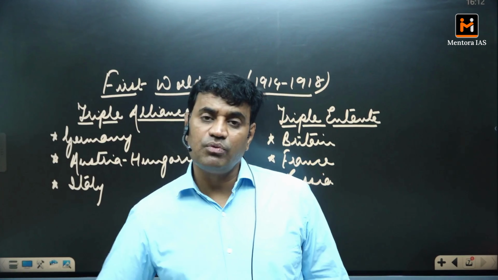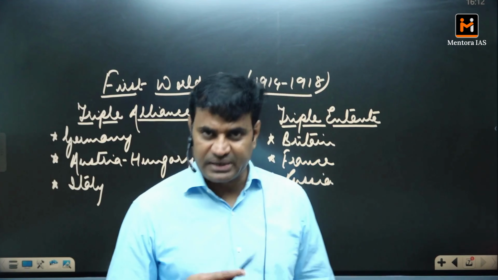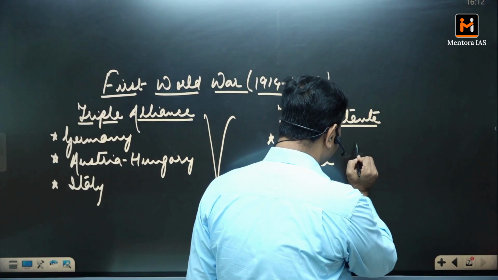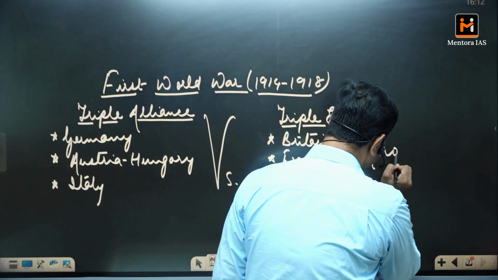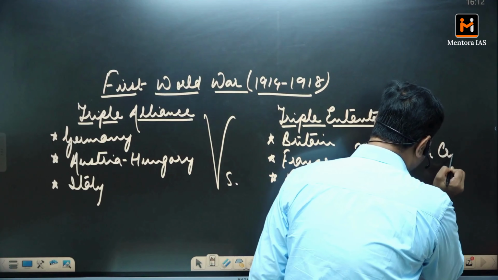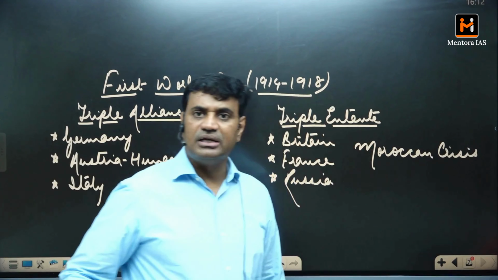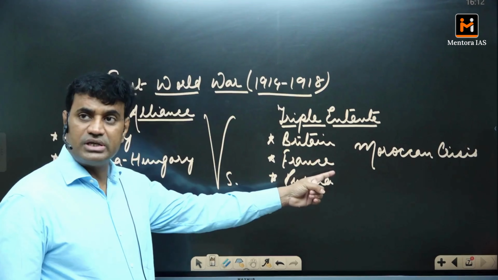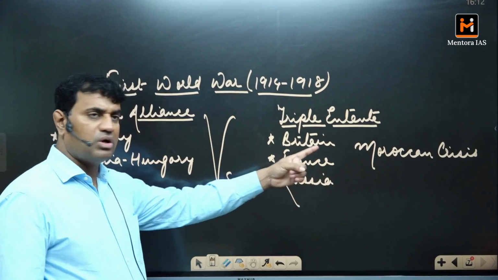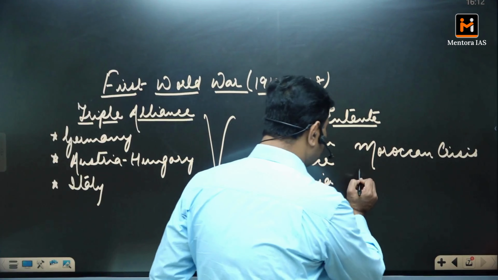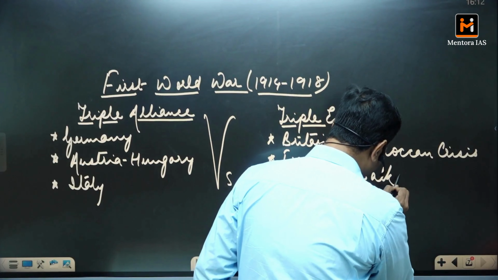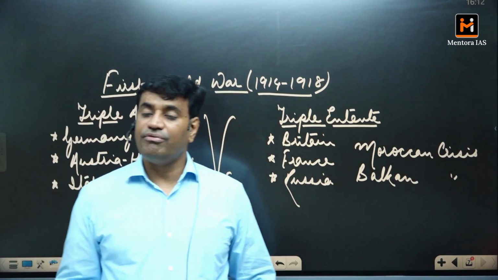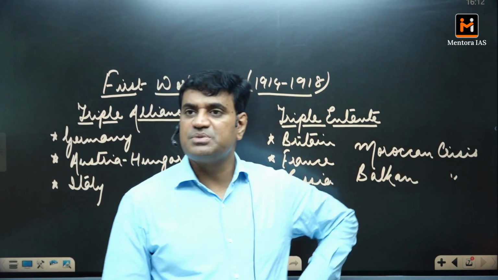This war was further intensified or expedited by two local issues. One local issue was the Moroccan crisis. The Moroccan crisis related to the region of northern Africa in Morocco, where France wanted to establish its monopoly and Britain wanted to have its control. The second was a crisis known as the Balkan crisis. In fact, the Balkan crisis became the immediate factor for the First World War. What was this Balkan crisis?